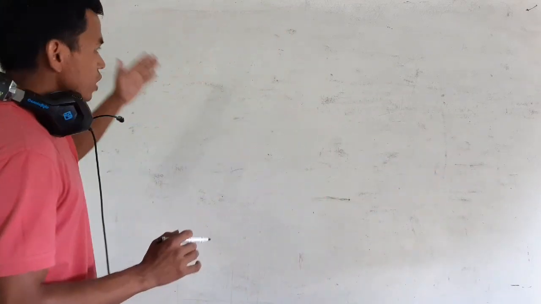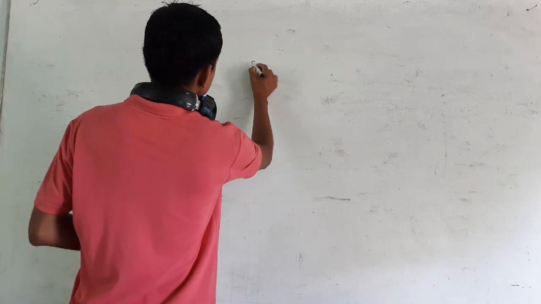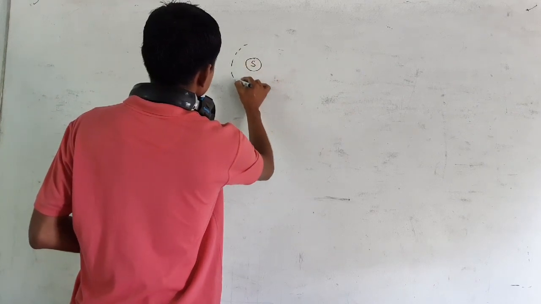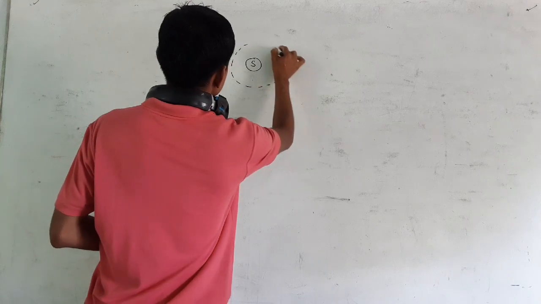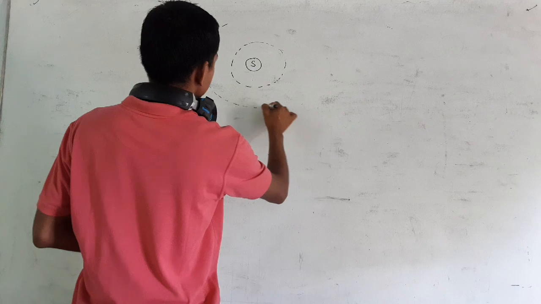Okay, next, let's consider the Doppler effect when the observer is moving towards the source or moving away from the source. Let's see that first. Let the observer be moving towards the source. Let here A is with the source. This is the first compression of the source. Then the next compression of the source.